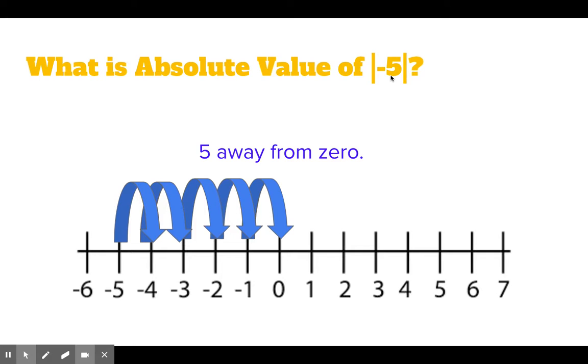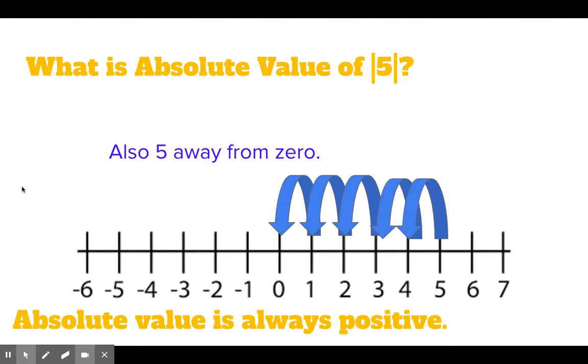All right. What's the absolute value of -5? Well, it's 5 away from zero. 1, 2, 3, 4, 5 steps till you get to zero. What's the absolute value of +5? Well, it's also 5 because it's 5 away from zero. Absolute value is always positive.